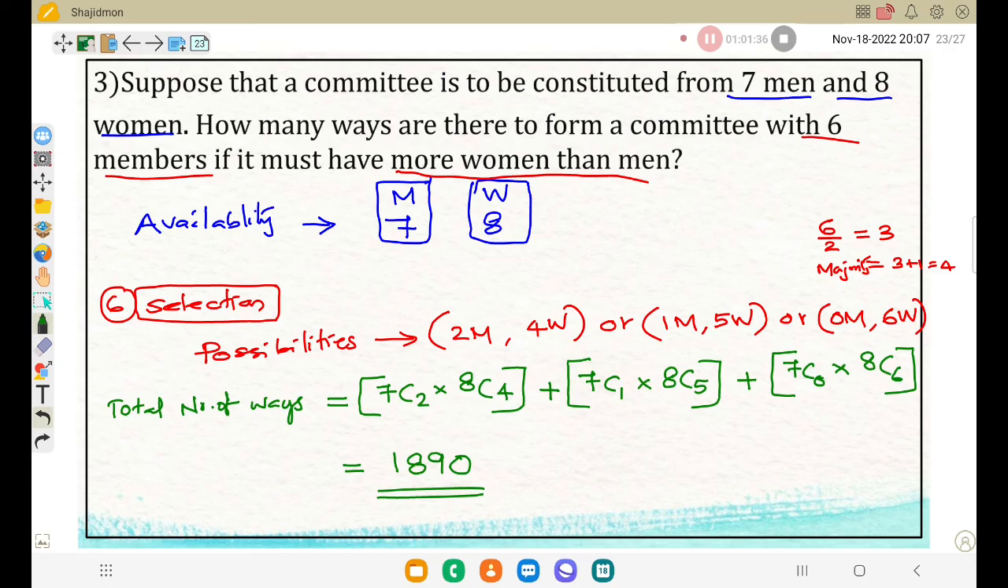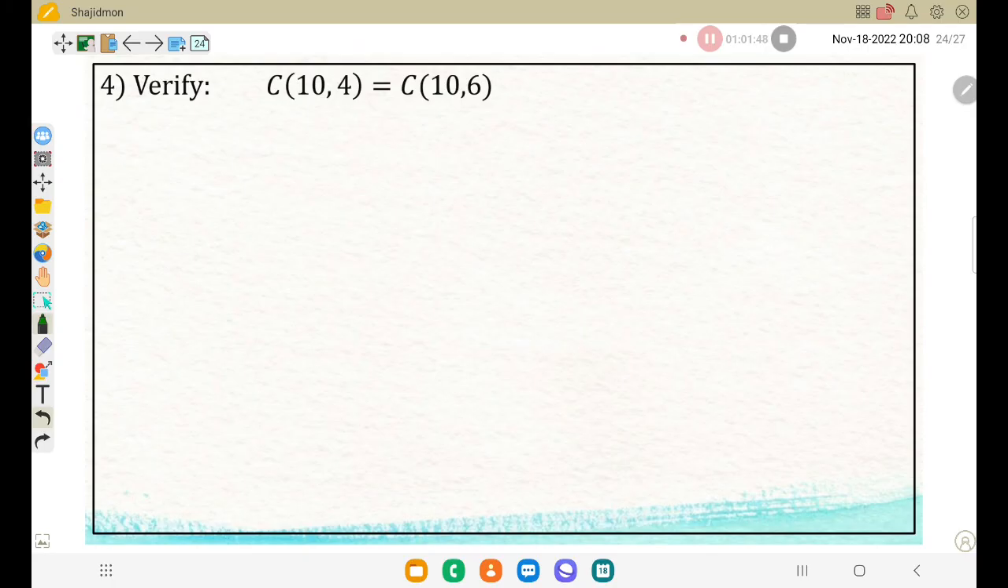As I told you, the writing way is very important. No need to write more steps and complicated. In a simple way we can think and write like this. Now we will go to question number 4.